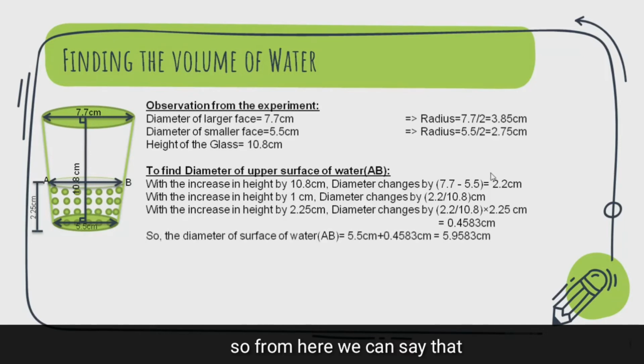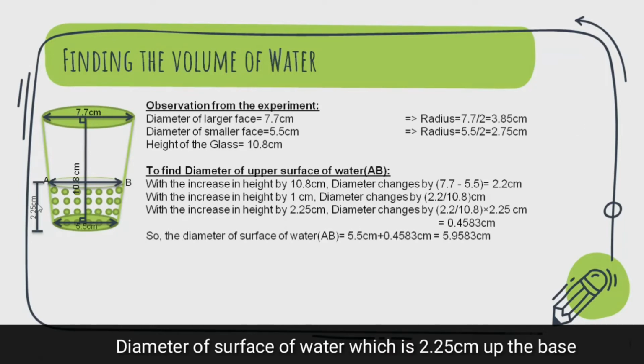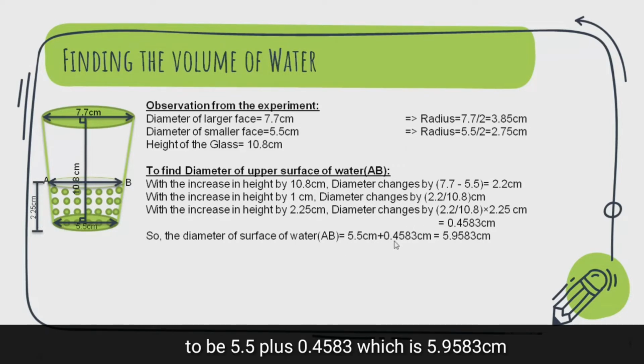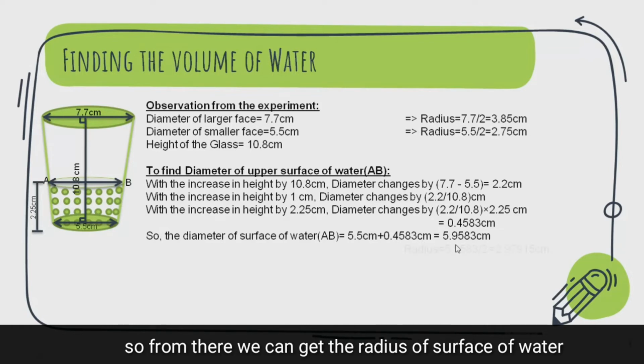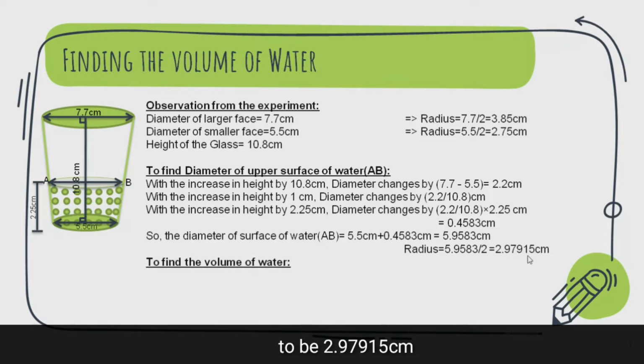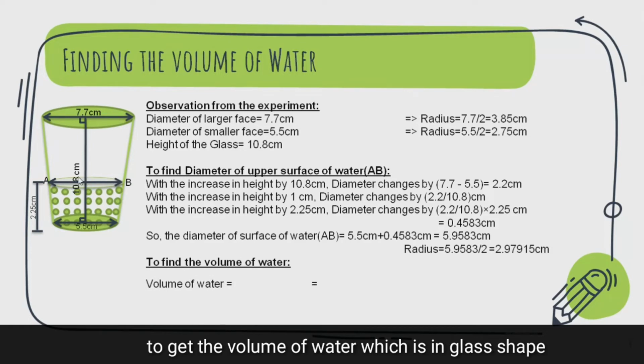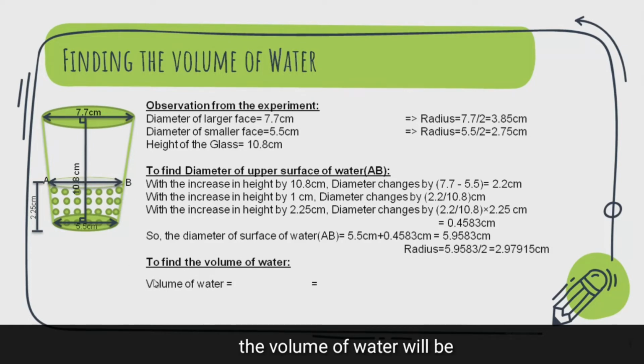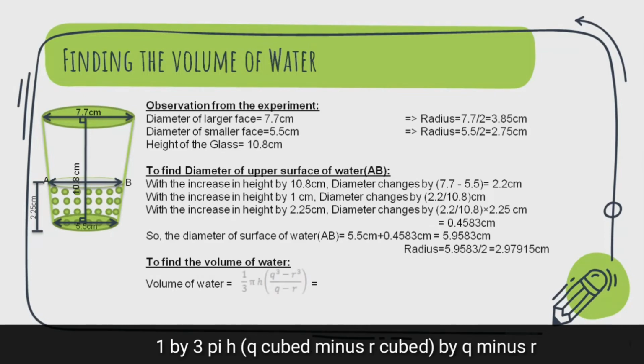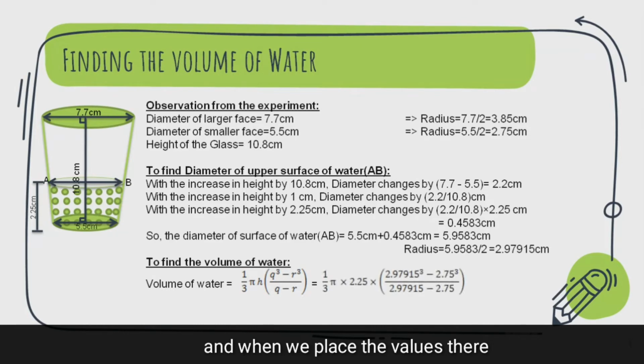So from here we can say that the diameter of the surface of water, which is 2.25 cm from the base, to be 5.5 plus 0.4583, which is 5.9583 cm. So from there we can get the radius of the surface of water to be 2.97915 cm, and when we substitute that in the formula to get the volume of water, which is in glass shape, the volume of water will be 1/3 π h (Q³ − R³)/(Q − R), and when we place the values there, we get the volume of water to be 58.034242 cm³.